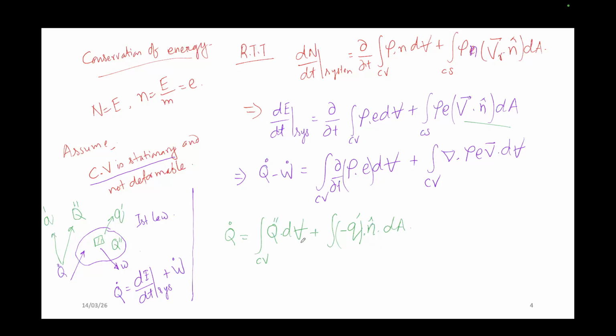Now again you see this is in volume terms and this is the area term. So again I can convert it into a control volume term. To convert it into a control volume term, I have to use the divergence property. If I use this divergence property, there should be your Q dash.